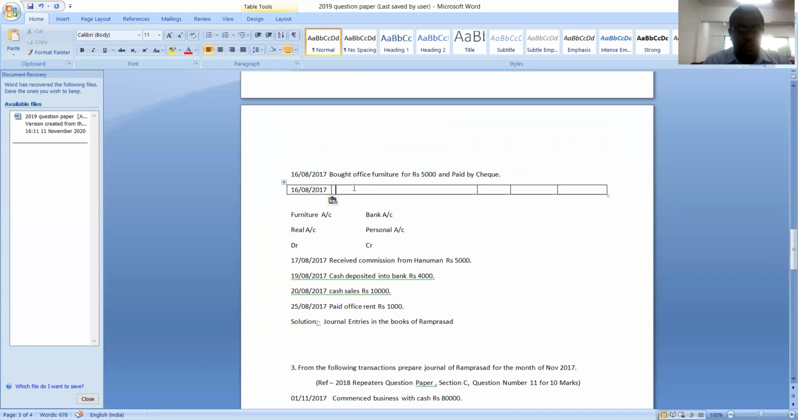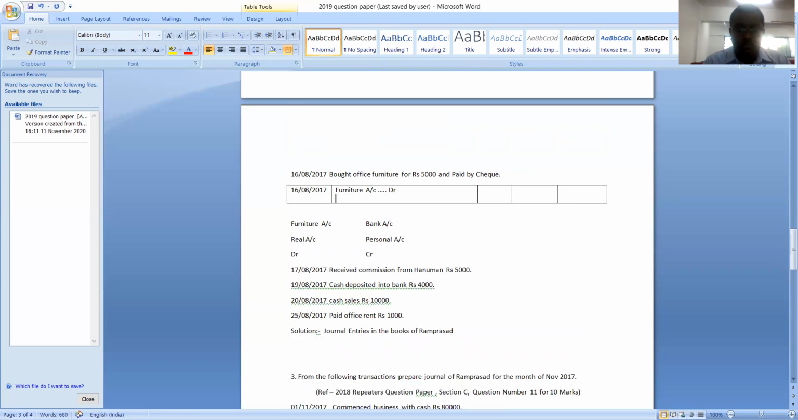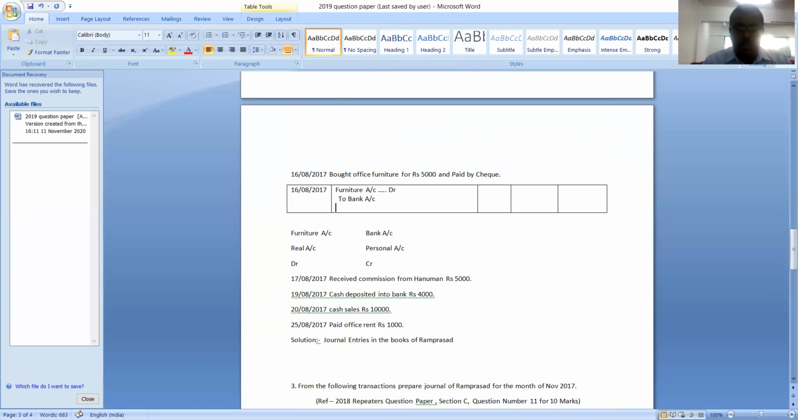So let us write the journal entry now. Which account is debited? The furniture account is debited because furniture comes in. Which account should be credited? The bank account should be credited because payment is made by check and here the banker is the giver. So furniture account debit to bank account. Now in brackets we write the narration, which starts with "being": being bought furniture and paid by check.